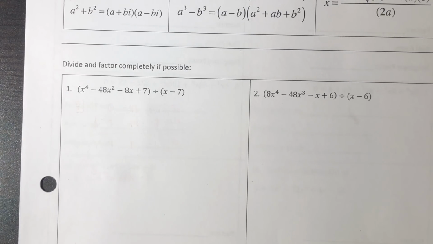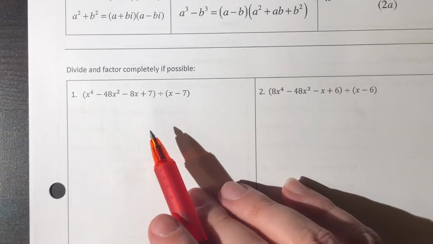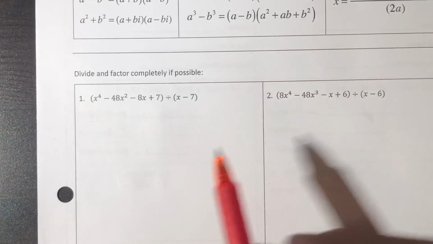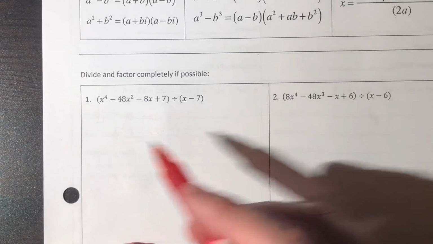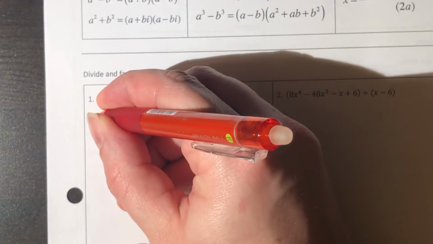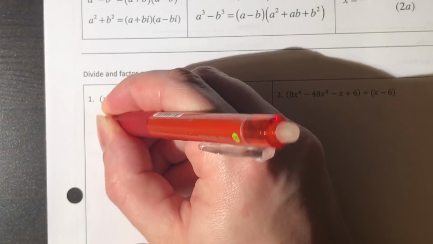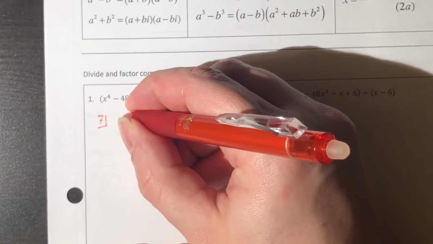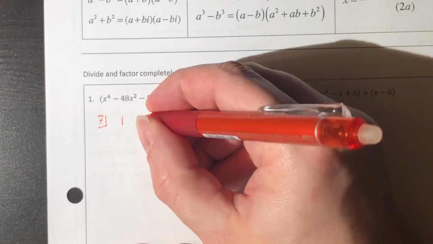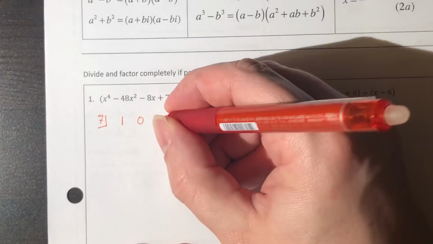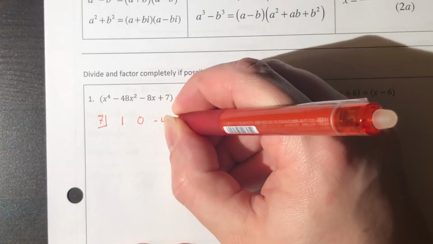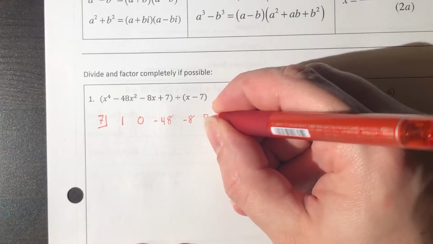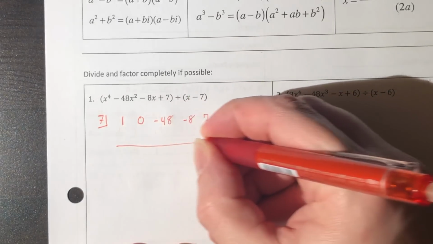So our first one wants us to divide and then, if possible, factor what we had remaining. So I'm dividing by x minus 7, so I can do synthetic division here. 7 is going to go into the box, and then I need to put the coefficients out in front. So I've got 1, I don't have any x cubed, so I would put a placeholder of 0, and then negative 48 for the x squareds, negative 8 for the x's, and then just 7.